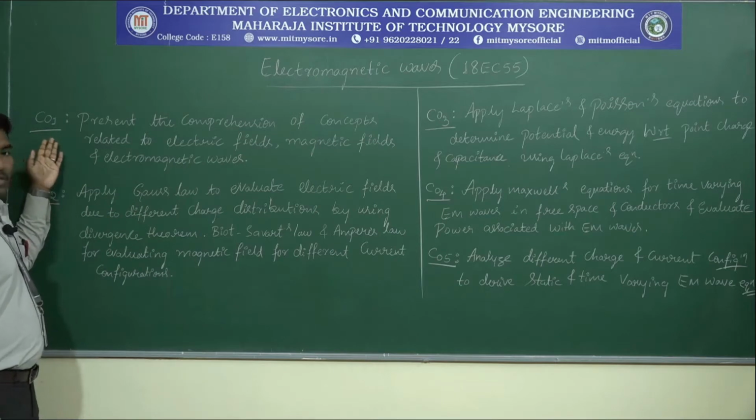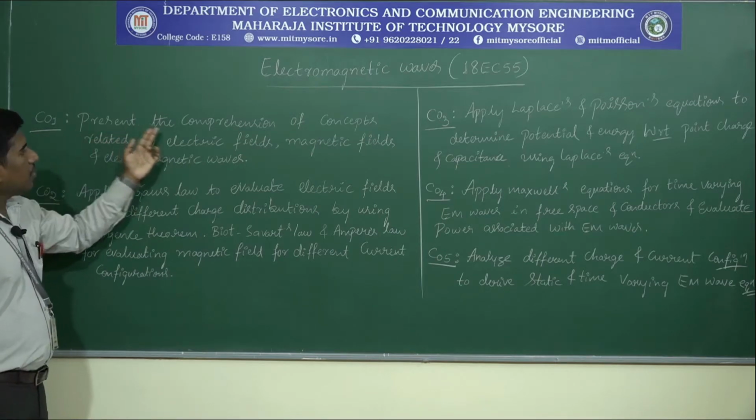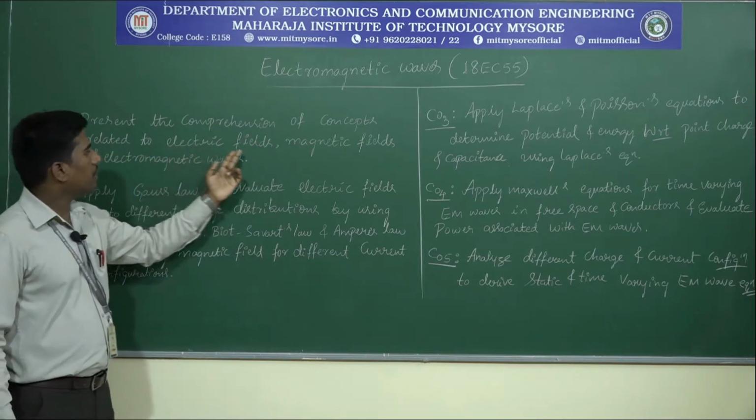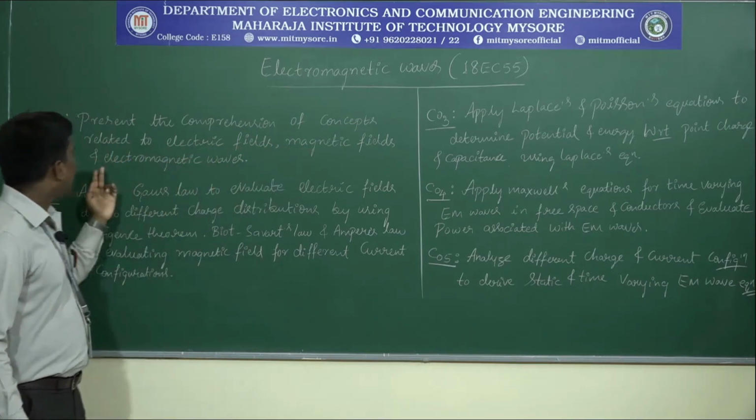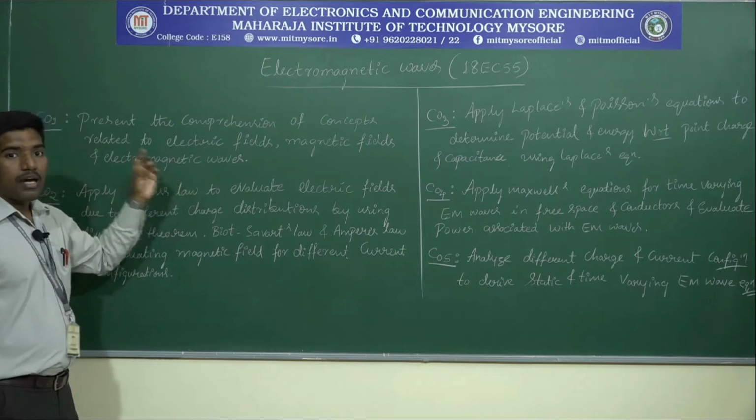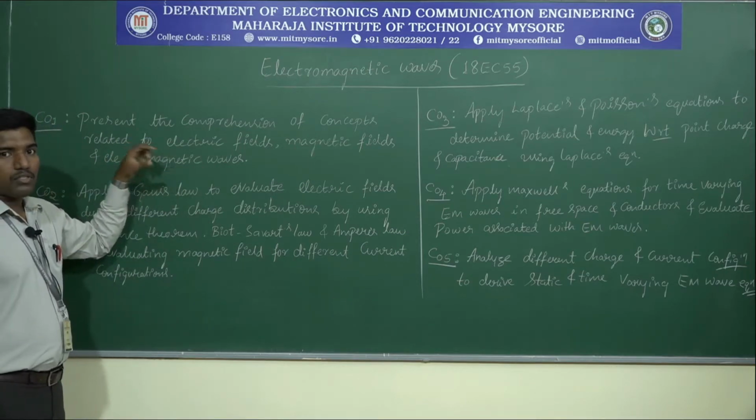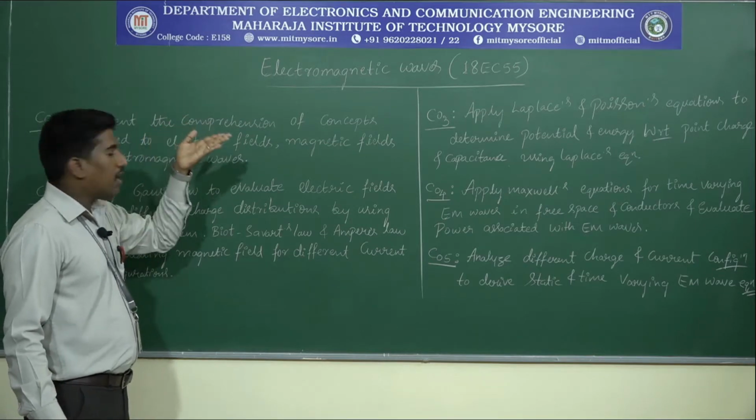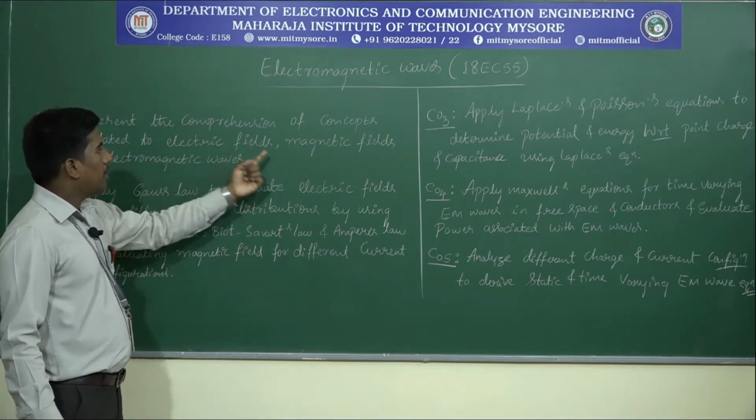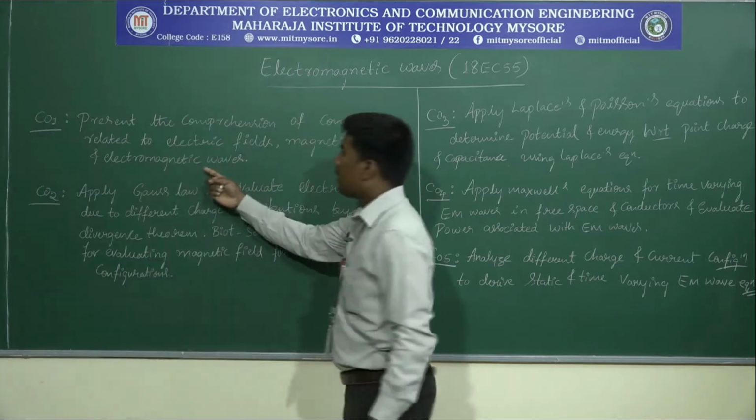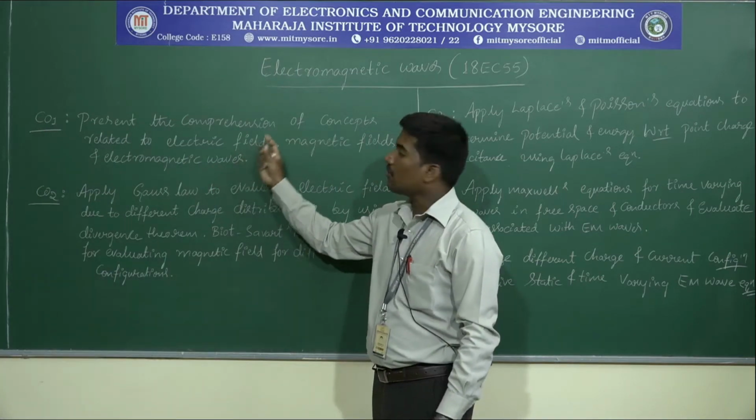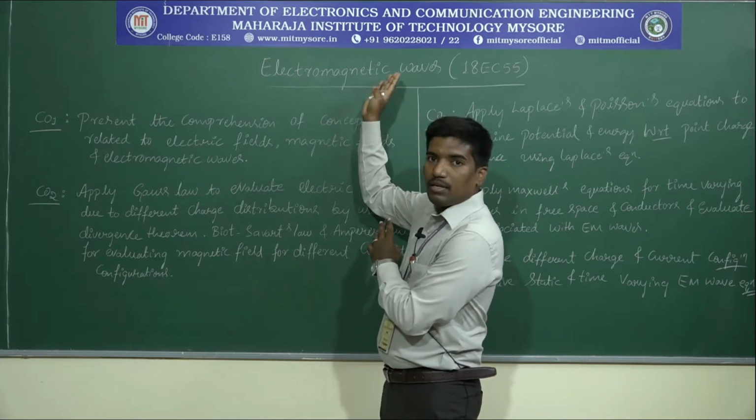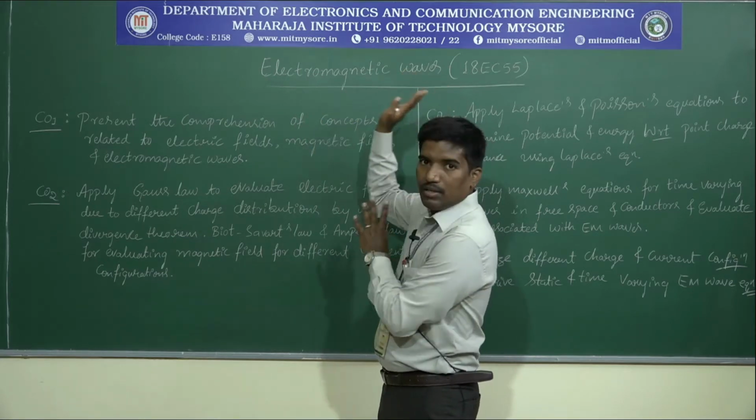So course outcome 1 says: present the comprehension of concepts related to electric fields, magnetic fields and electromagnetic waves. At the end of this particular course, the student should be able to present his or her understanding about magnetic field, electric field and electromagnetic waves. This is the first course outcome we have written in order to study this particular electromagnetic waves subject.